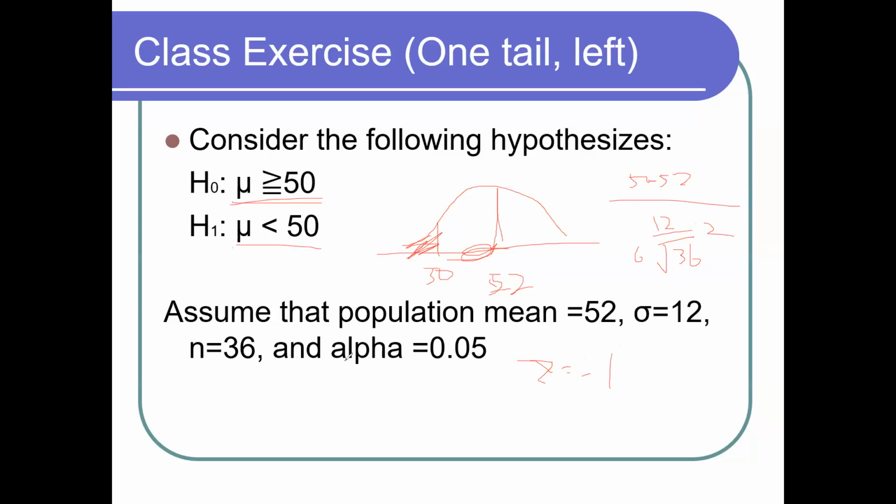And we know when we have one tail, the critical value is 1.645, right? So negative 1.645 is here, and then negative 1 will be here. So it's in the range where we do not reject, okay? So in this case, we cannot reject the null hypothesis, and therefore we accept that mu is greater than or equal to 50. Yeah. So any questions?